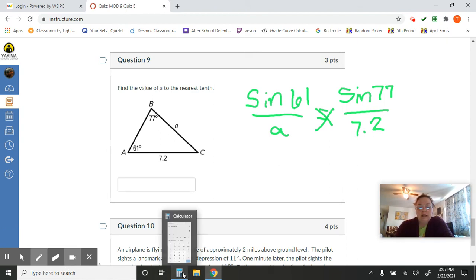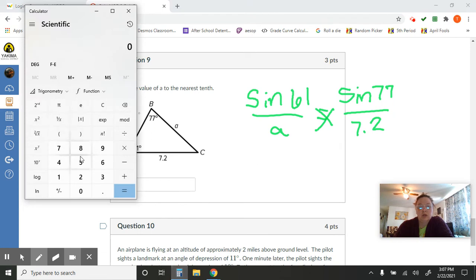If you are using the calculator that is on your computer, the one that looks like this, when you go to find the sine, you put the number in first, then hit sine. If you're using a different type of calculator, you might have to hit the sine button first and then the number. So it all depends on what kind of calculator you're using. But in this case, I would hit the number first, then sine, and then multiply that by the 7.2.